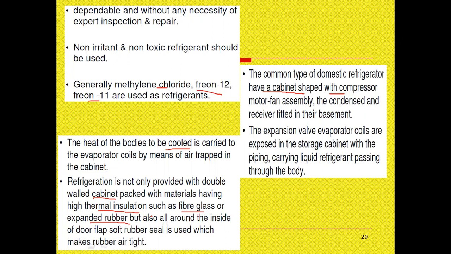Next, the refrigerator is provided with a double-walled cabinet packed with materials having high thermal insulation such as fiberglass, etc., which are used around the inside door flap. Soft rubber seals are used to make it airtight. So these are the things we have done, so that for tomorrow or for the coming week, most probably all the stuff I say.